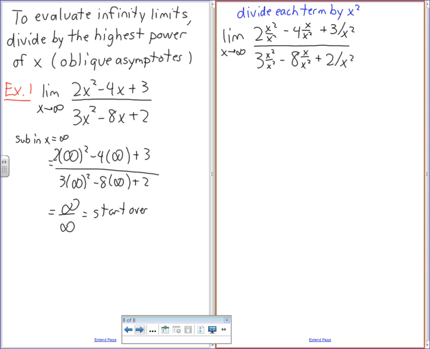Okay, why does that help me? What's that going to do for me? You guys want to cancel out all the x squares. The thing is we can divide by infinity and not have a problem. So I'm sort of cheating here. It's okay to divide by infinity, so I can deal with 8 divided by infinity and numbers like that, but I can't deal with that. So this is going to turn into the limit as x approaches infinity of 2 minus 4 over x plus 3 over x squared, all over 3 minus 8 over x plus 2 over x squared.